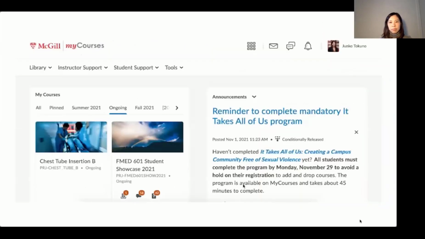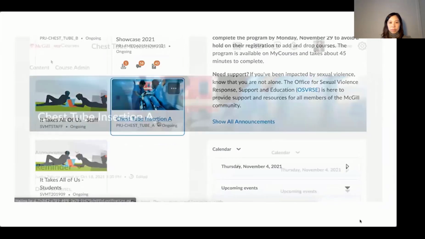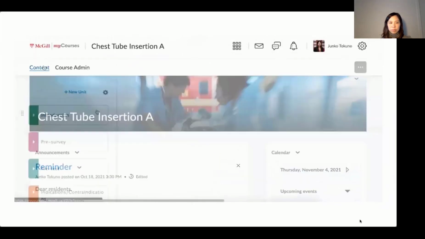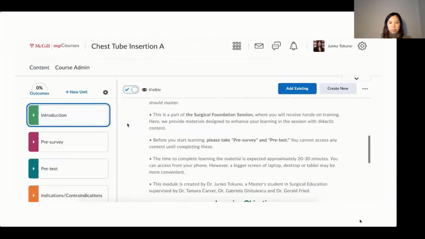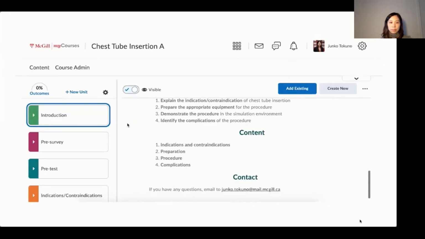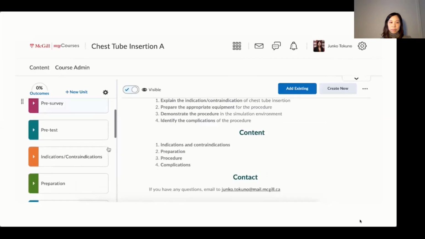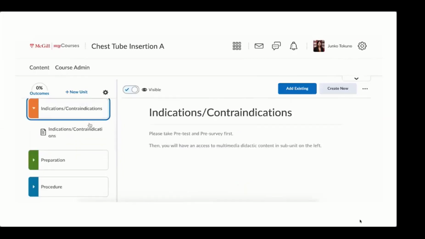Now I'll share how the e-learning module looks. As I mentioned earlier, it's on the Medial platform, in my courses. I chose the chest tube insertion course, and in a brief introduction you can see the clarified learning objectives. On the left side, there are contents: units for indications and contraindications, preparation, procedure, and complications.